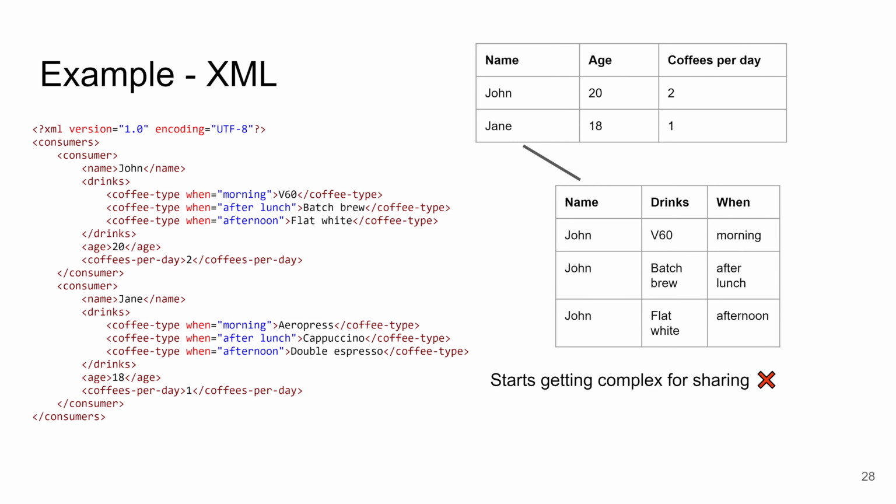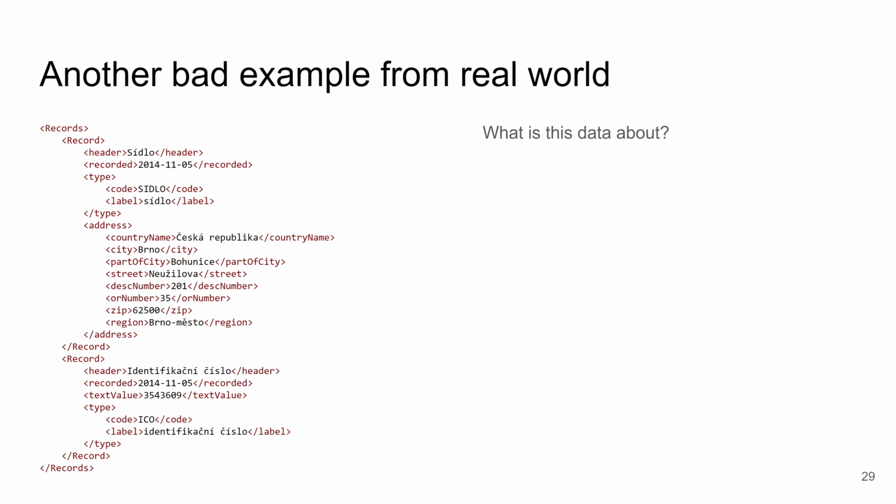Because from all the options of what we could do in the relational world to accommodate this kind of data, none of those is optimal and none of those is as straightforward as the XML file on the left. So yeah, this is basically how I want you to think about which data model is appropriate for which kind of data. Another bad example, this one is from the real world, and actually this is how the Czech business register looks at this moment.